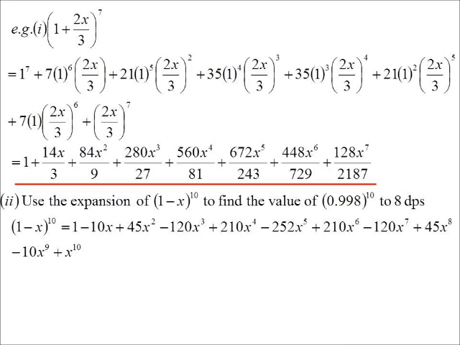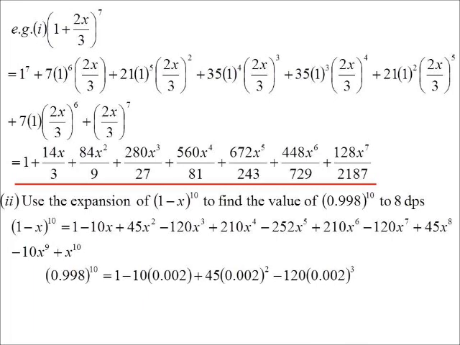Powers of 1, well, anything to the power of 1 is 1, so I don't have to worry about that. So basically the powers of x are just going up by 1. Because it's a minus, it'll alternate, plus, minus, plus, minus, plus, minus. So very easy expansion. And 0.998, of course, is 1 minus 0.002. But I stopped at cubed because they only said to 8 decimal places. So once I get to the power of 4, to 8 decimal places, 0.002 to the power of 4 is 0. So I know I just have these.